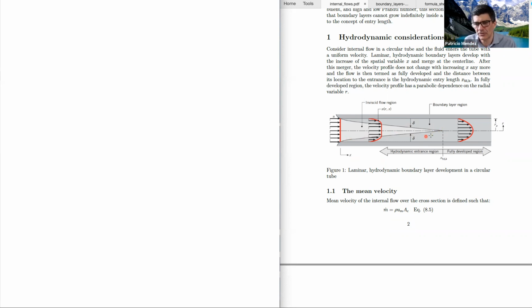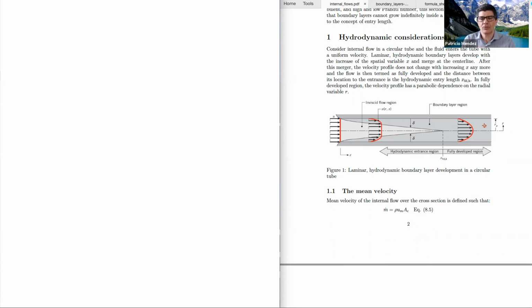And of course, it's not super sharp. It's kind of like everything about convection. There is a little range. But for the purpose of this class, we're going to discuss them as if they were sharp. The entry region in which we develop the boundary layers, and the fully developed region in which there is no boundary layer anymore, and we have a velocity profile that is going to be kept constant downstream.